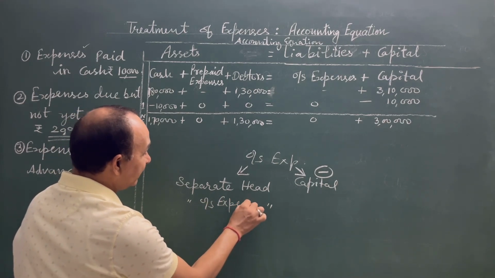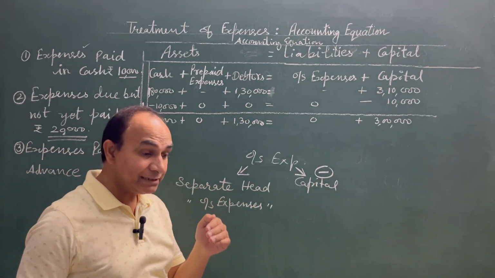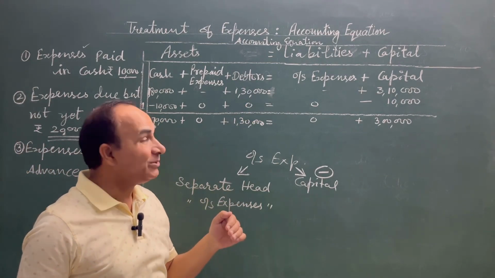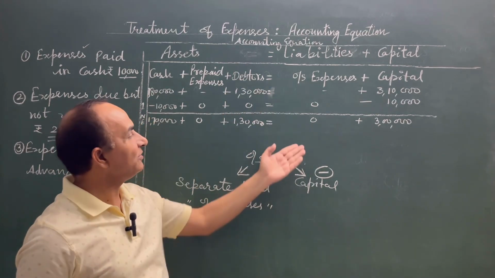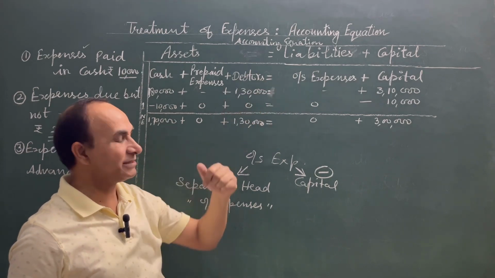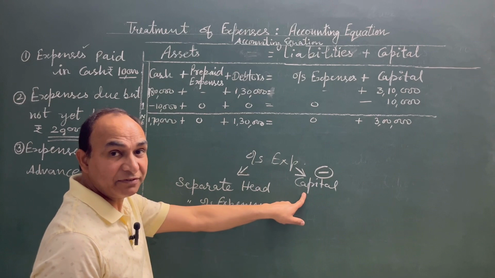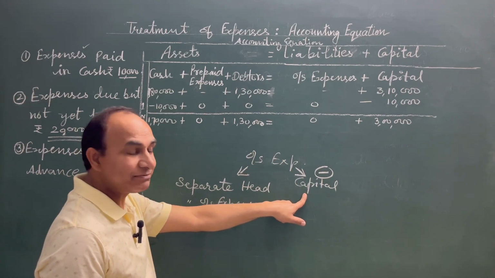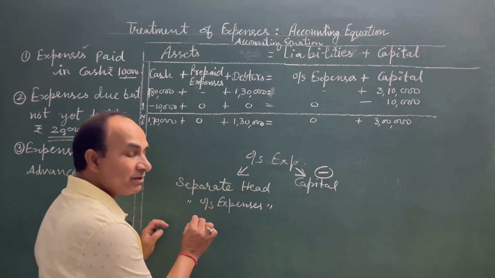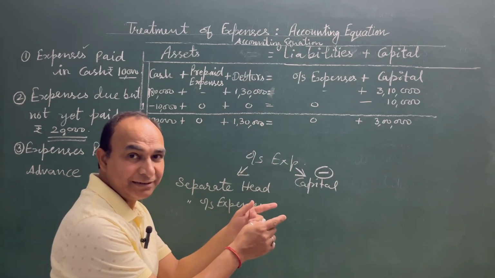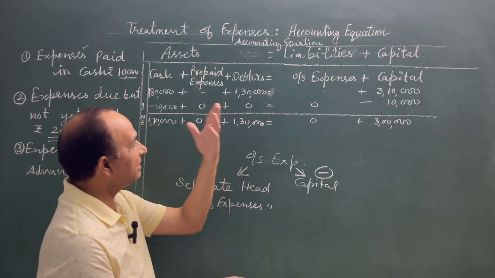If it is outstanding salary, you can create the head outstanding salary. If it is outstanding repair, you can create the head outstanding repair. If nothing is mentioned, you can create the head outstanding expenses. So see the effect. First impact on capital, it will be deducted from there since it is a current year expense. And second effect, it will be shown under a separate head titled outstanding expenses on the liability side.